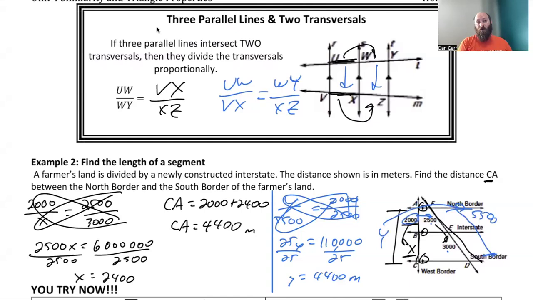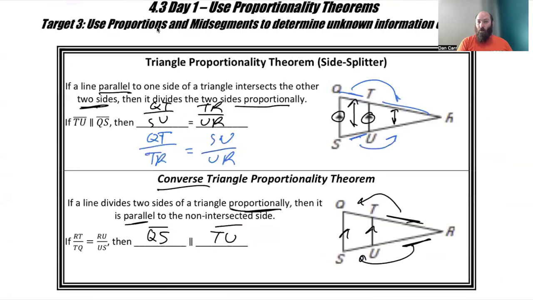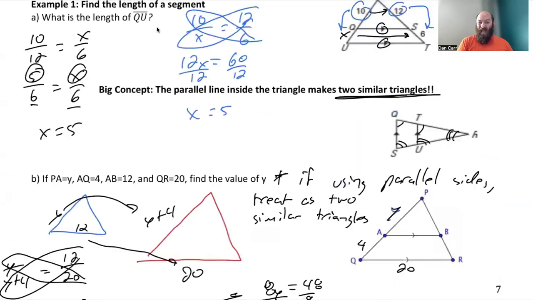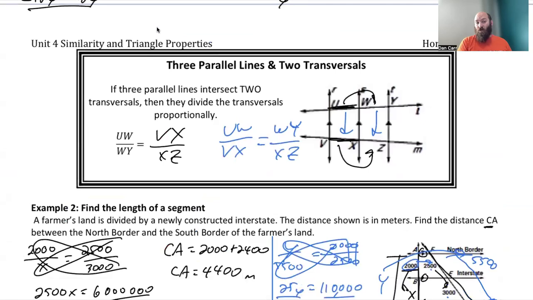Okay. But that's it for today. So 2 main theorems. We have our triangle proportionality theorem and our 3 parallel lines and 2 transversals. So we basically are just creating proportions in multiple ways. That means we could solve them in multiple ways, mostly using our cross multiplication, but just making sure you're being consistent.